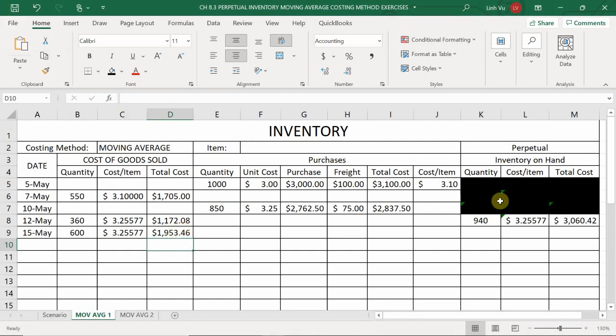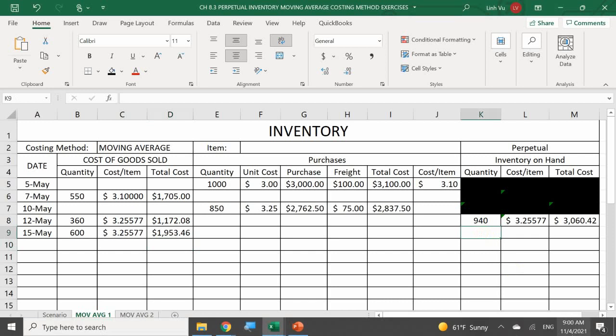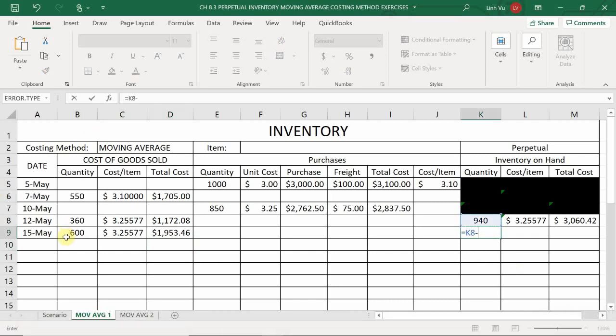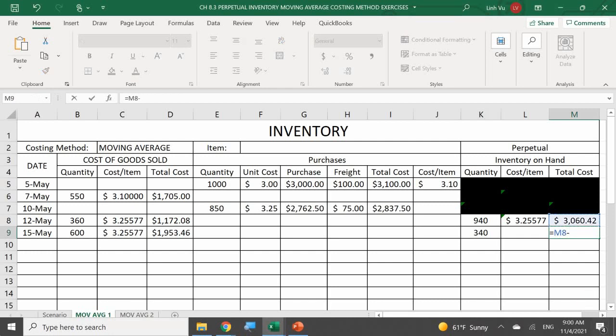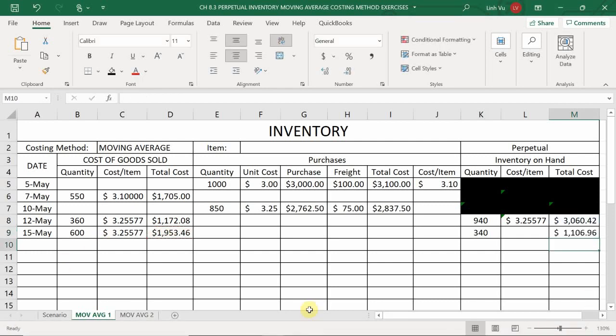So once again, I'm going to go ahead and update my inventory again. So 940 and I sold 600 leaves me with 340. Okay. With a total cost of $1,106.96, bringing my cost per item to be 3.2576. So here you go. It changed by 10,000th of a penny.